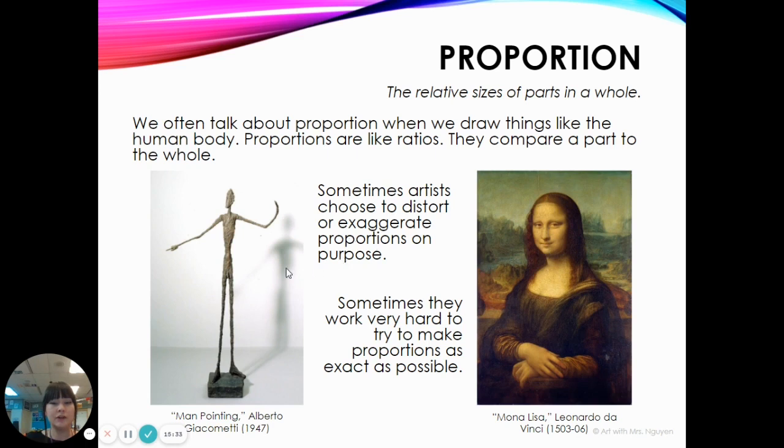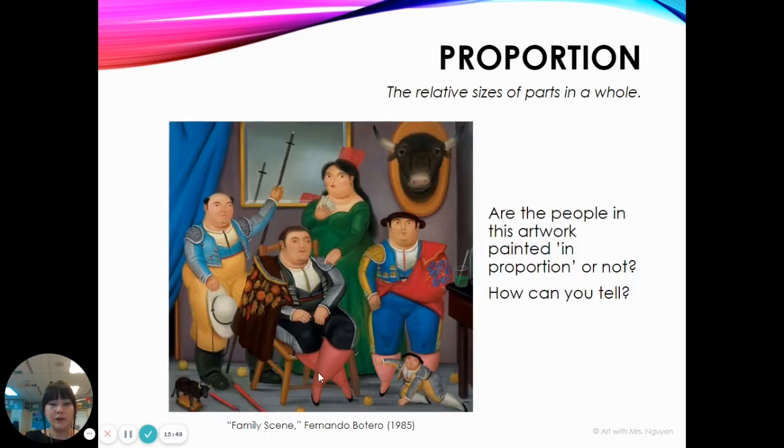And sometimes artists choose to use unrealistic proportion to make their artwork original, like this sculpture by Giacometti. Mona Lisa has a very accurate facial proportion. What do you think about this artwork? Do you think it's correct proportion? Do you think the artist chose to use incorrect proportion to make it interesting? I would say that this is definitely unrealistic proportion. This guy's teeny tiny compared to the rest of the other figures.